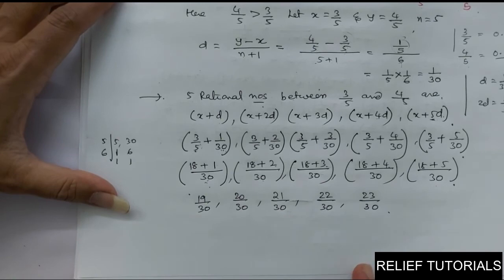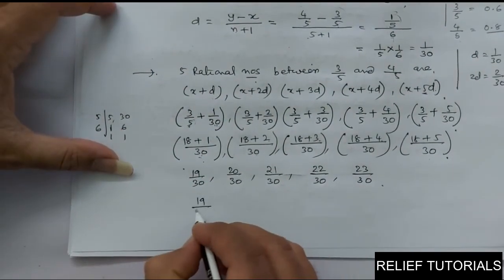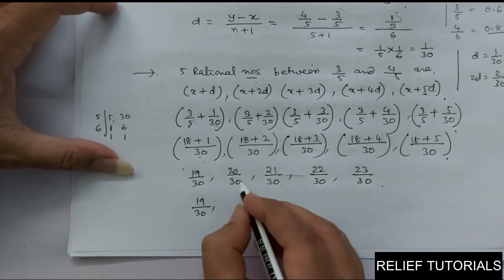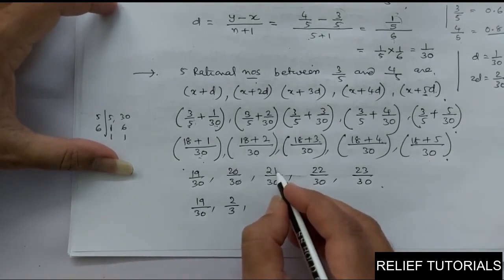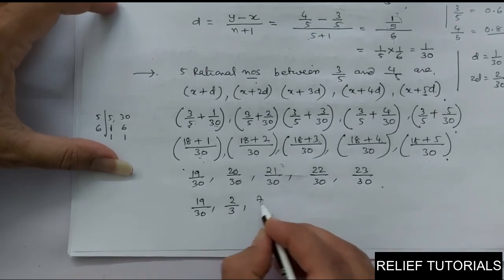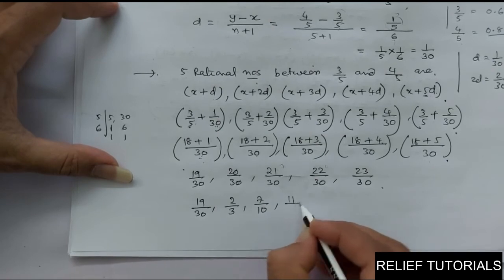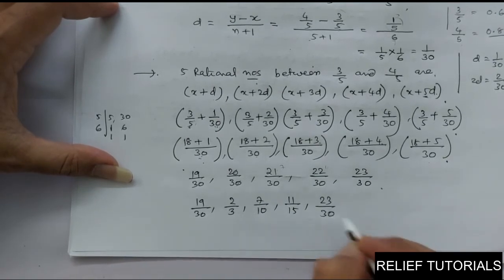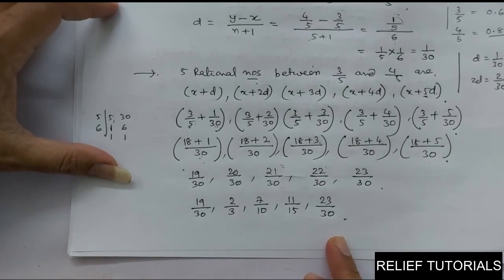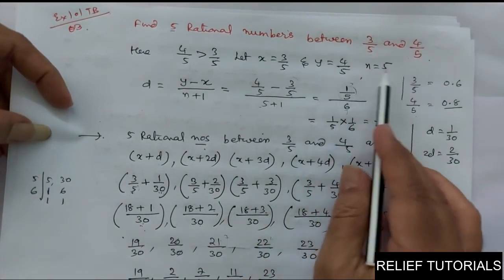Now we have to write in reduced form, equivalent rational numbers. 19 upon 30 you cannot divide, so 19 upon 30. 20 upon 30, 2 to cancel, so 2 by 3. 21 upon 30, 3 7s are, 3 10s are, so 7 upon 10. Here 22 upon 30, 2 11s are, 2 15s are, so 11 upon 15. And 23 upon 30. So these are the 5 rational numbers lying between 3 by 5 and 4 by 5.